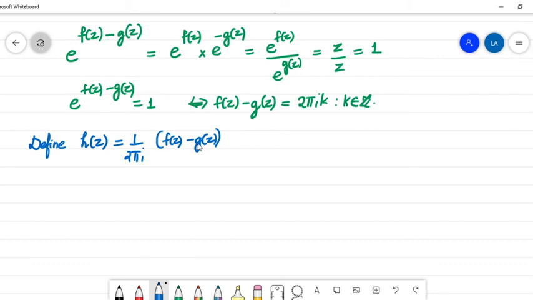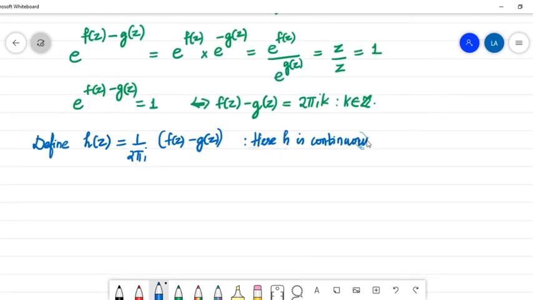G of z you defined as f of z plus a constant, and that is also definitely a continuous function. So f of z minus g of z is in turn a continuous function, and that function divided by a constant is also a continuous function. So here h is necessarily continuous.